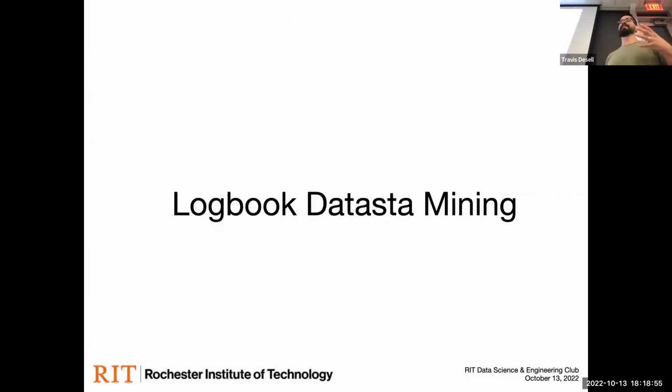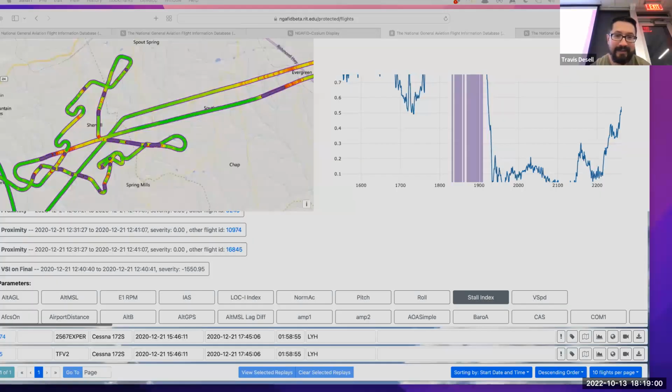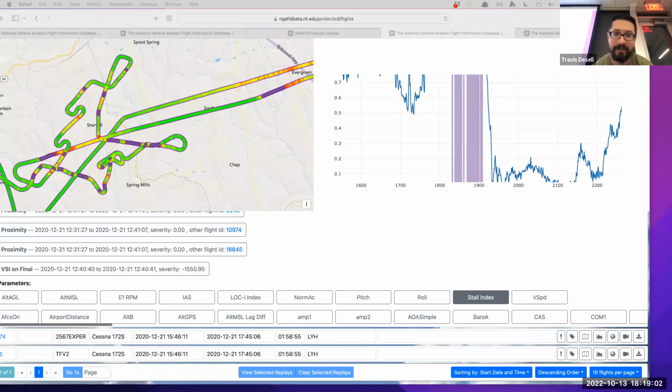Now we're going to change gears a little bit to logbook data set mining.